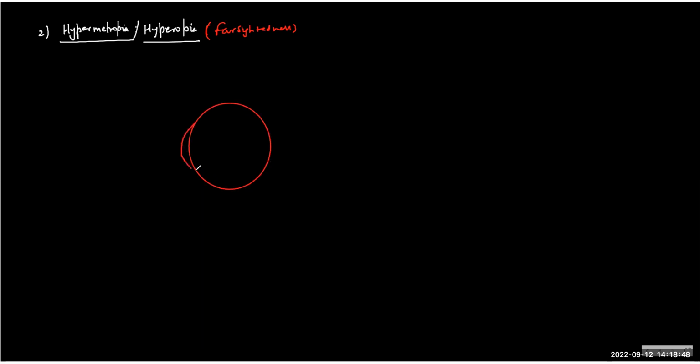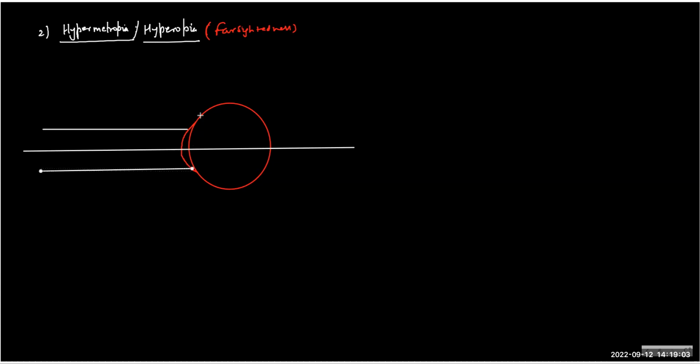For an object at a far distance, how will the light rays come? Light rays will come parallel to the principal axis. So your far point is still infinity, which means for a person with hypermetropia, the far point is infinity. The problem is the near point, because it is coming from here and you can see clearly. So this will form the image at the retina.